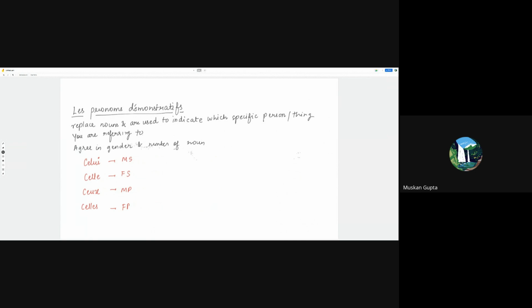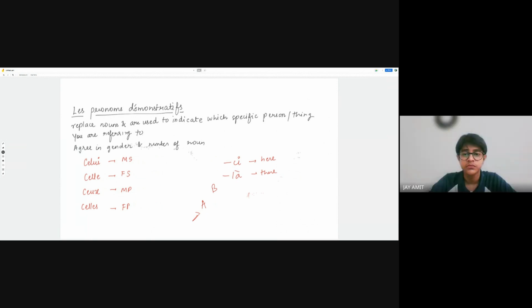They are again known as composés when we add -ci and -là. -ci and -là is nothing, it just means here and there. For example, you have two objects, A and B. A is placed closer to me. So I would say the object here and the object there. It is used in that context only.